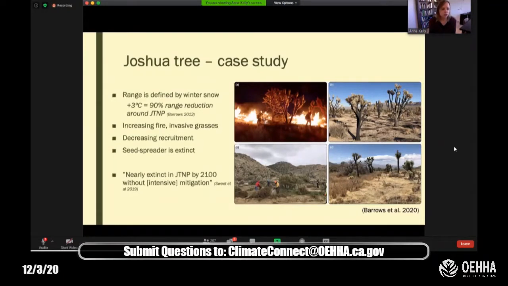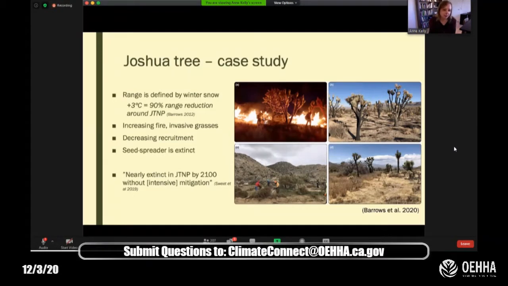And in Joshua Tree National Park, their range will diminish by up to 90% as soon as 2050. Invasive grasses and increased fire frequency are destroying healthy stands around that region. And recruitment of new trees is decreasing. Its seed spreader, the giant ground sloth, has been extinct for 13,000 years.